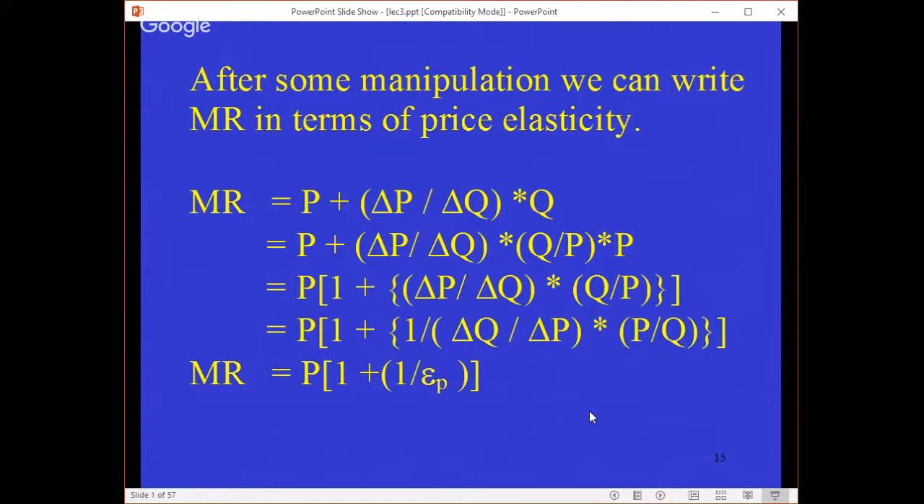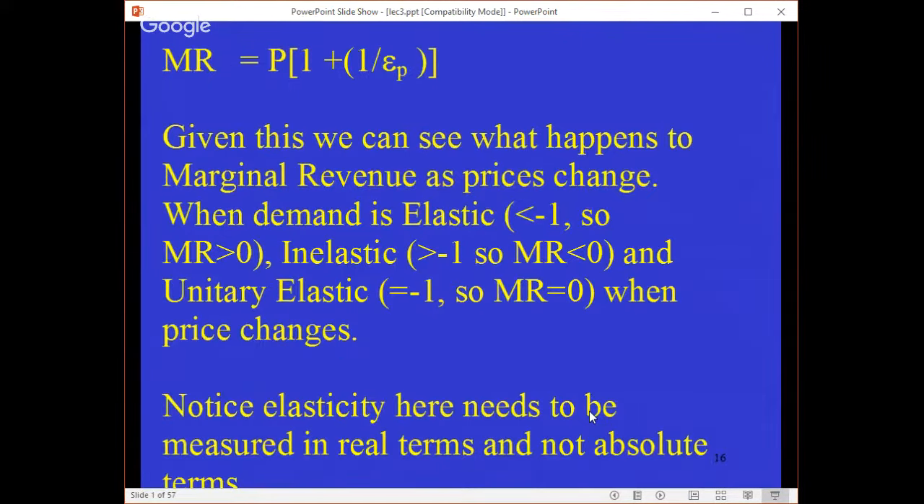Okay, I didn't like that. Hopefully now this makes a little more sense. Given that, we can see marginal revenue when demand is less than -1, so my marginal revenue is positive. When it's inelastic, that means greater than -1, so the marginal revenue is negative, and when it's unitary elastic, that's when the marginal revenue is zero. That's when I change my quantity.